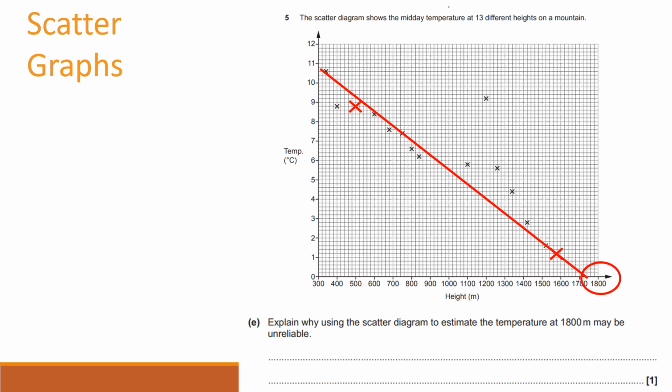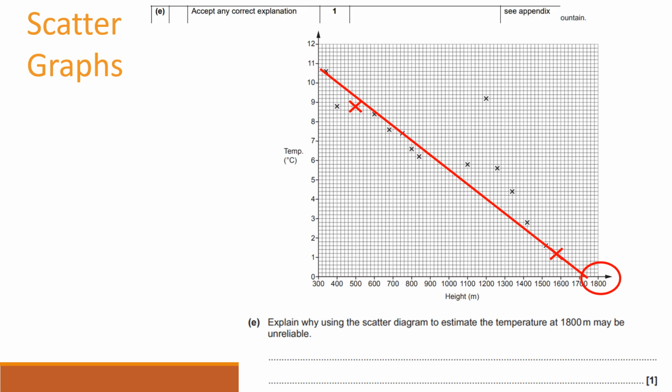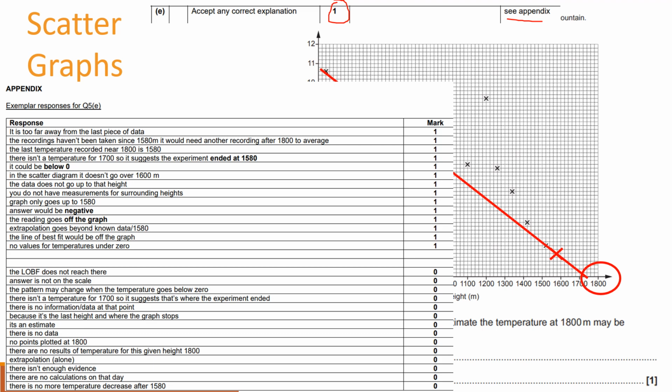Now the mark scheme gives several reasons. So they accept any correct explanation, which is worth 1 mark, which is not particularly helpful when you're coming to mark the exam paper. But it does say see the appendix. And in the appendix, right at the end of the mark scheme, you get all this information here. So if you give any of the reasons at the top, which I'm just highlighting here, you will get 1 mark. Any of the reasons underneath, you get 0 marks. So none of the ones below the line that I'm just about to draw in are valid, but everything above the line is valid.